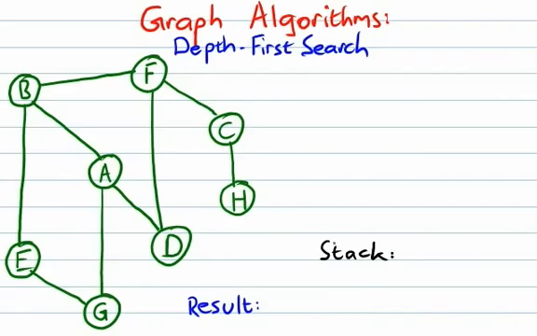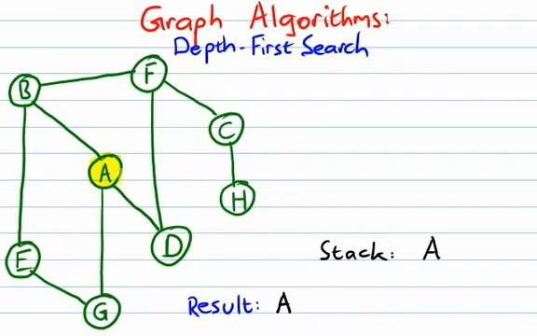Now, the depth-first traversal in this case is going to start out at the vertex A. And the first thing that we're going to do is take the vertex A, push it onto the stack, visit it, and mark it as visited.